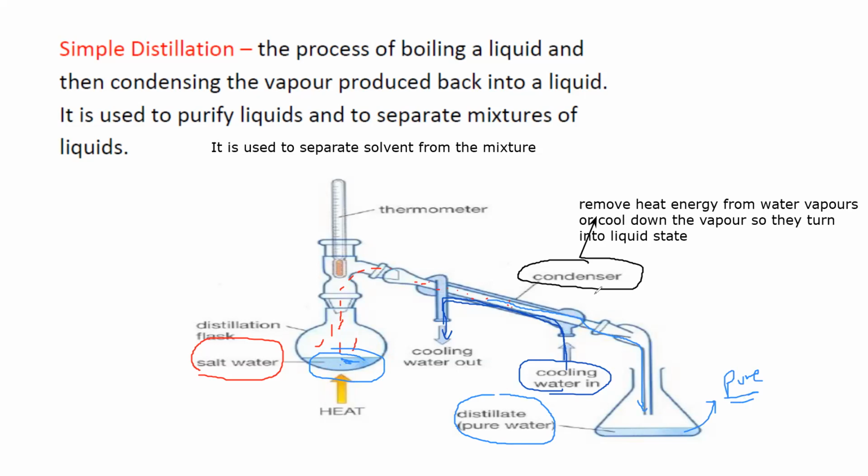So the purpose of the condenser is to remove the heat energy from the water vapor, so it will convert the water vapors into liquid state. Is it clear? The concept of simple distillation is a technique used to collect the water or the solvent from the mixture. So if we want water from the salt solution, we use this technique.